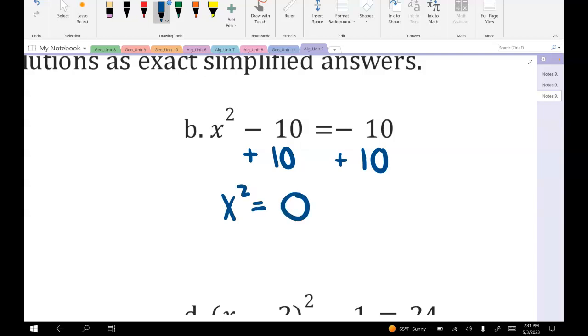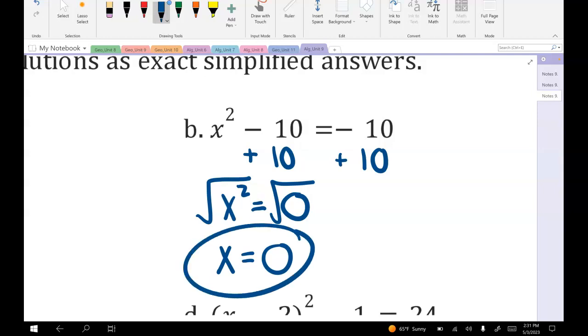Then to get just 1x, I'll take the square root of both sides. So x is equal to 0. 0 is neither a positive nor a negative number, so we don't have to do that plus or minus. We can just say x is equal to 0 as our final answer.